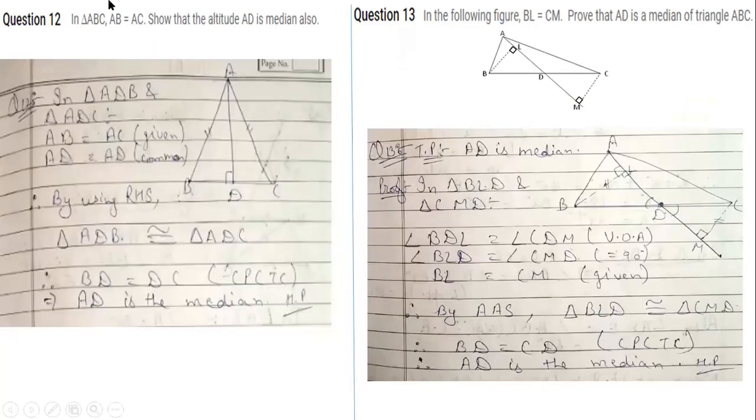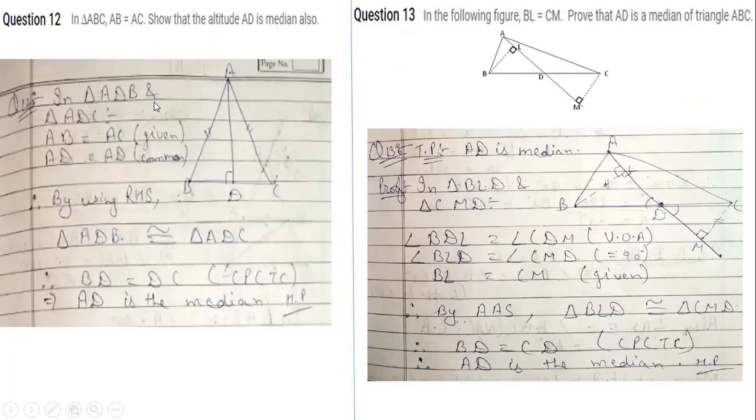See, question number 12 demands: triangle ABC is there, AB is equal to AC. We have to show altitude AD is median. It is given to us that this AD is altitude, that is making angle 90 degree. We have to prove that this is median also. That means D is the midpoint.